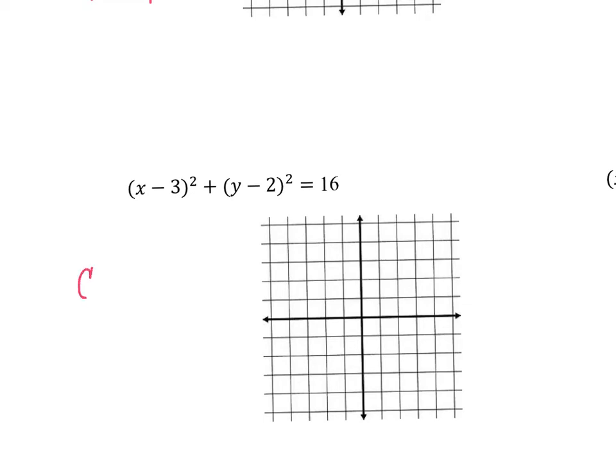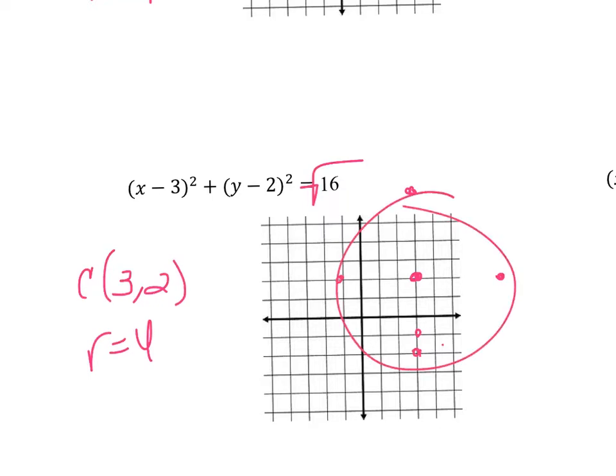Okay, what's the center here? 3, 2. Good. And what's your radius? 4. Perfect. So I'm going to go right 3, 1, 2, 3, up 2. And then my radius is 4, so I'm going to go down 4. 1, 2, 3, 4. 1, 2, 3, 4-ish. This is a big circle. Something like that.